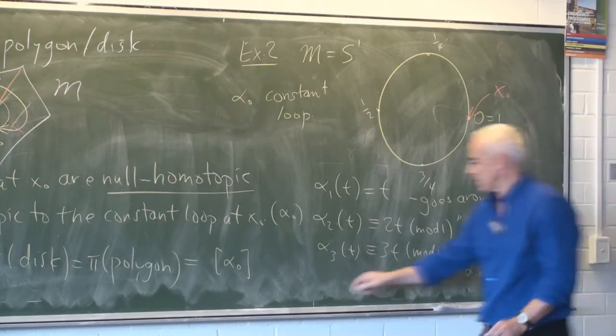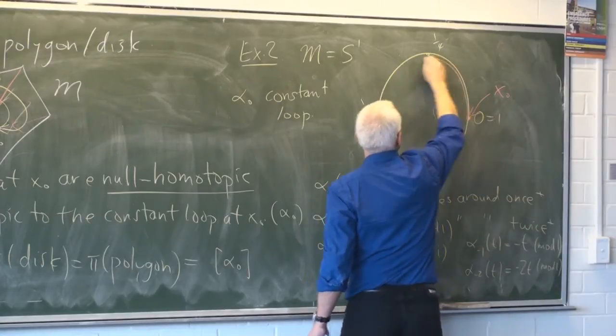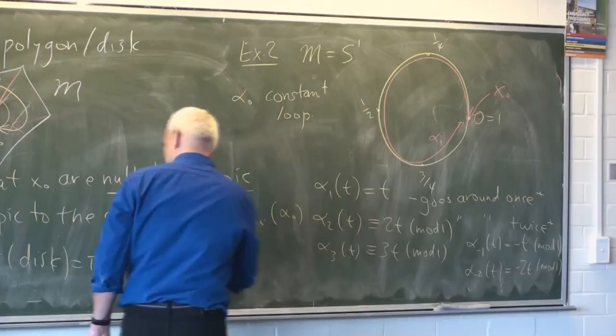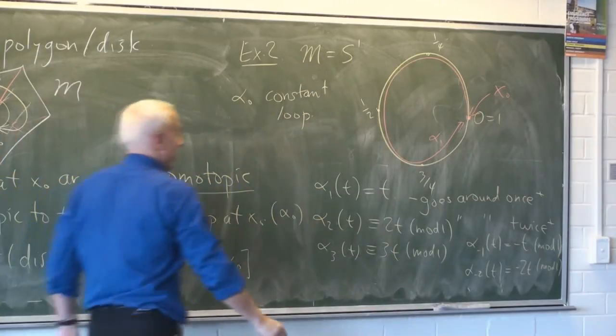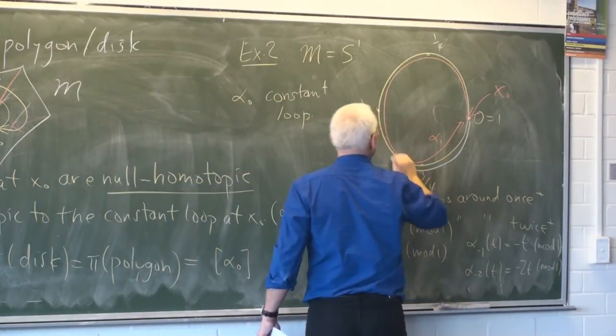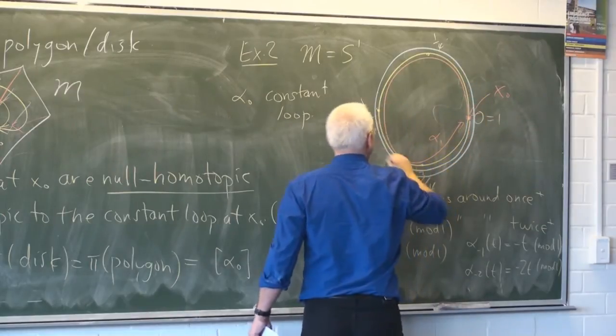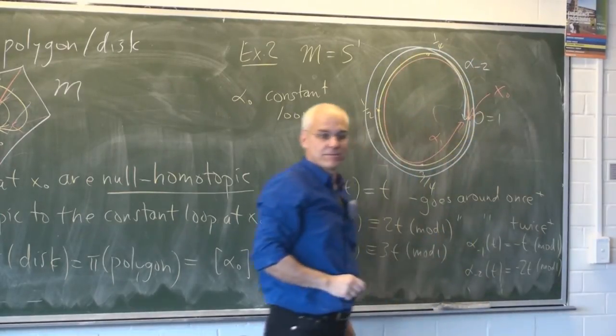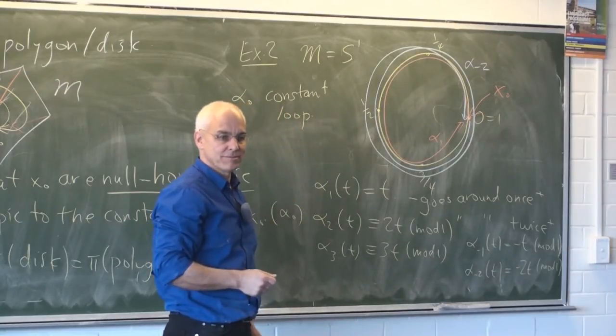So the various loops that we're talking about are things like this. So that would be alpha 1. Here's alpha minus 2. Alpha minus 2 would go around once and then twice. So that'd be alpha minus 2. And so on.